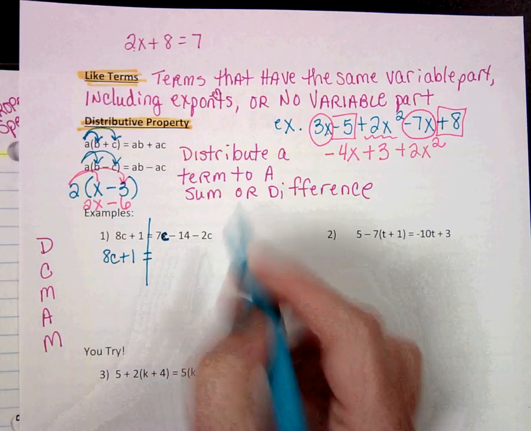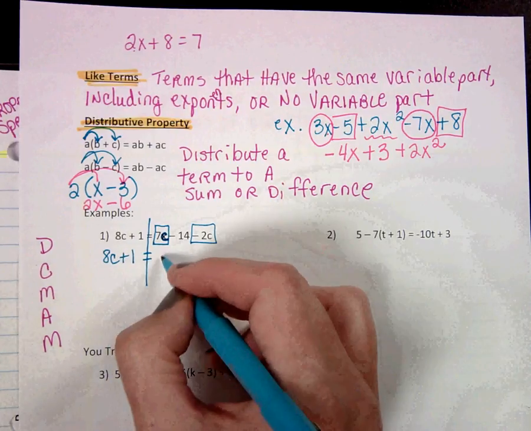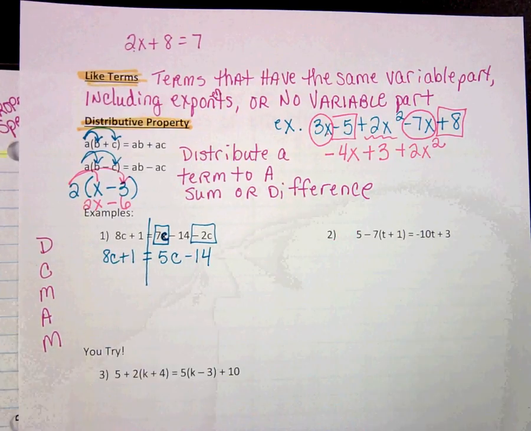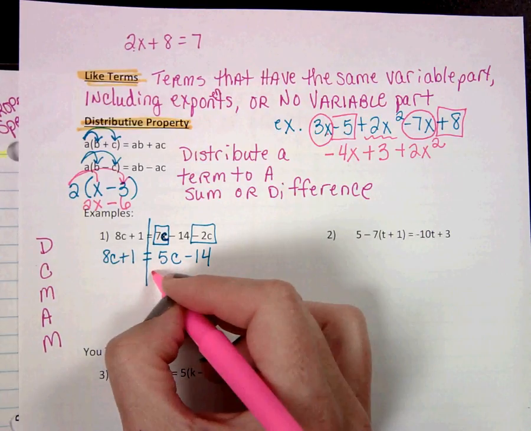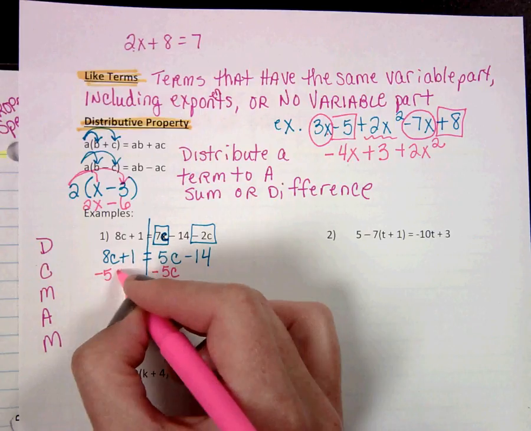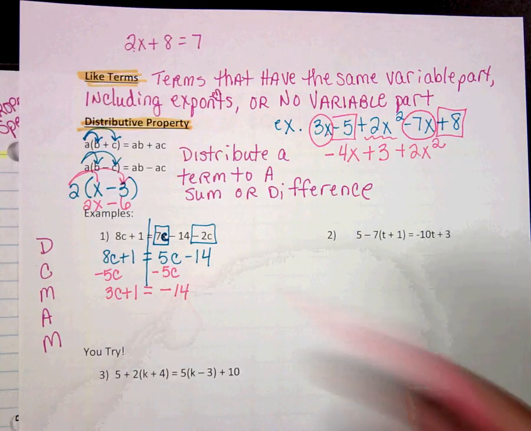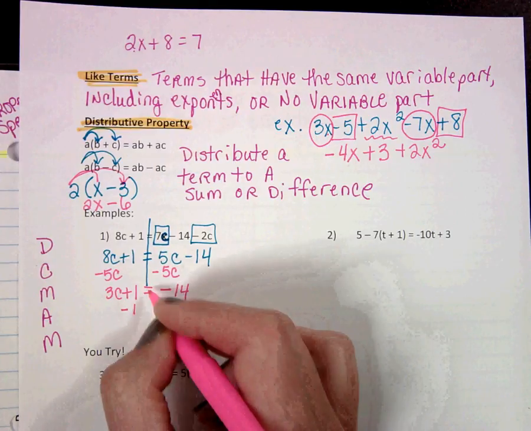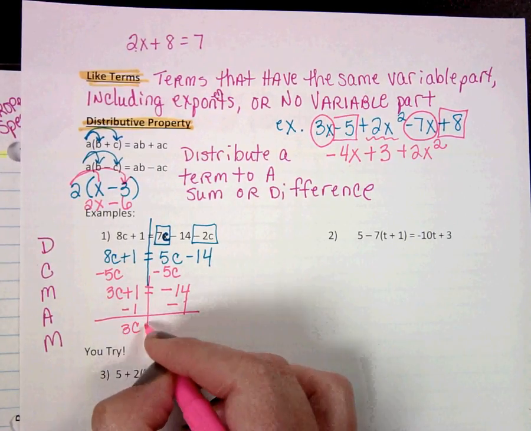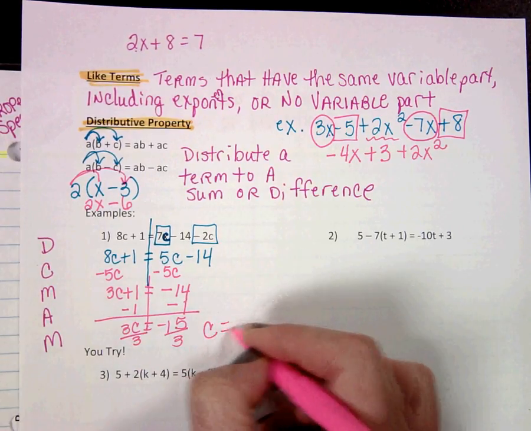But over here on the right, we have 7c minus 2c. So that's 5c minus 14. Now we're just down to a more basic equation. It makes it a lot easier. We want to then move our variables to the same side. I'm going to choose to move the 5c by subtracting it. That gives me 3c plus 1 equals negative 14. Then remember, we add or subtract, so I'm going to say minus 1 because now my goal is to get the variable by itself. 3c equals negative 15. And then if I divide by 3, I get c equals negative 5.